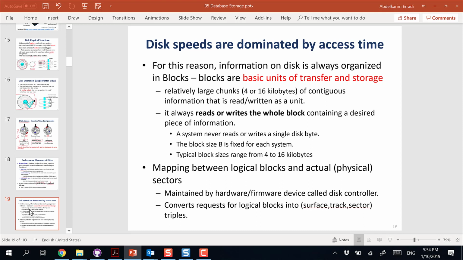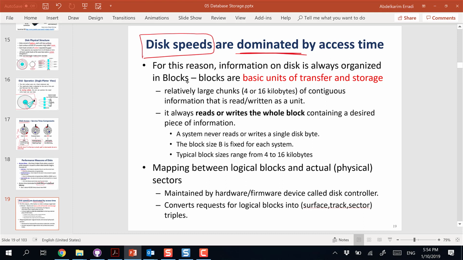To summarize, the disk speed is dominating access time. The time it takes to read and write is dominating the whole access time. That's why, first of all, the database does a couple of things to speed this up. First of all, we read one block at a time. We don't read small pieces of information. As I explained, from 4 to 16 kilobytes, that's the unit of reading and writing.